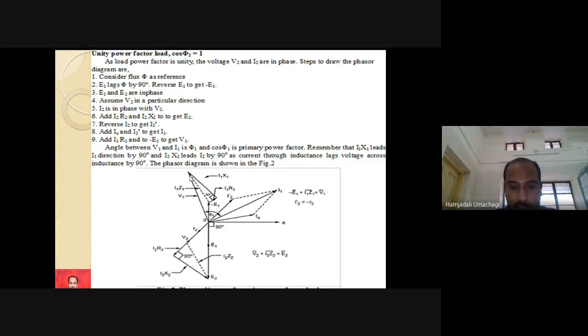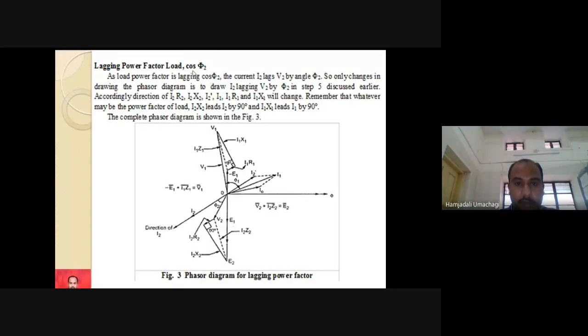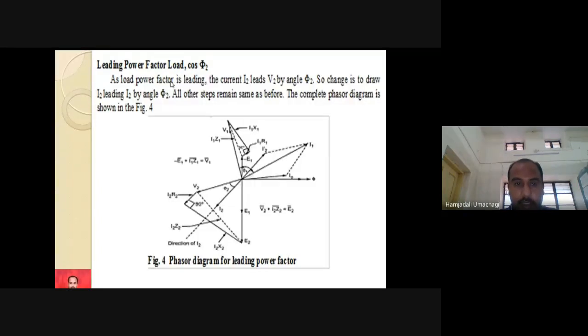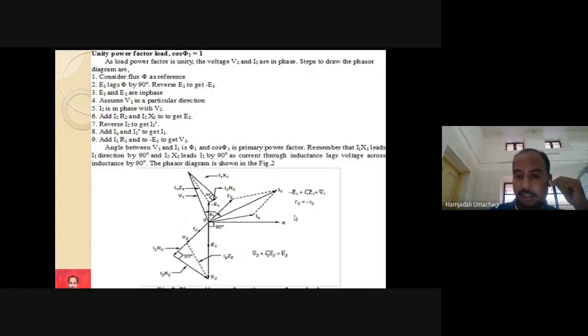So if you check all the three diagrams, case 1 this diagram, case 2 inductive load, cos phi 2 lagging, then draw this diagram, then case 3 capacitive load, that is leading power factor cos phi 2, write this equation, write this phasor diagram and write all these equations. If you check all the three diagrams, what is the similarity you can find?